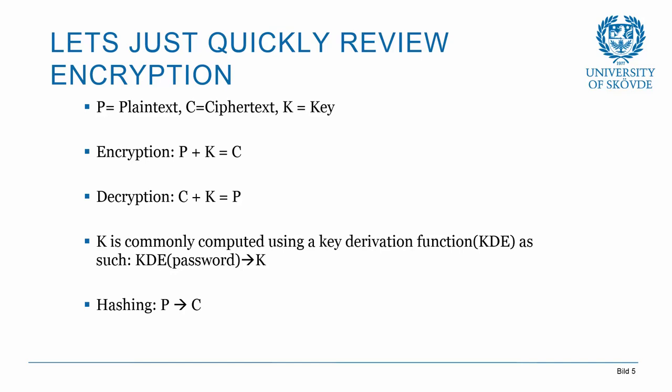K in this sense is not necessarily the password, it's a key of bits that is commonly computed using a key derivation function, or KDF, so that the value of the key derivation function for a given password will result in the key that we use in our encryption algorithm. We also have hashing, which is another cryptographic function, and hashing is basically a one-way function that takes any given plain text and produces a fixed value output. So it takes a plain text and produces a ciphertext or a hash digest or a data fingerprint or whatever you like to call it. There are so many names for this little guy.